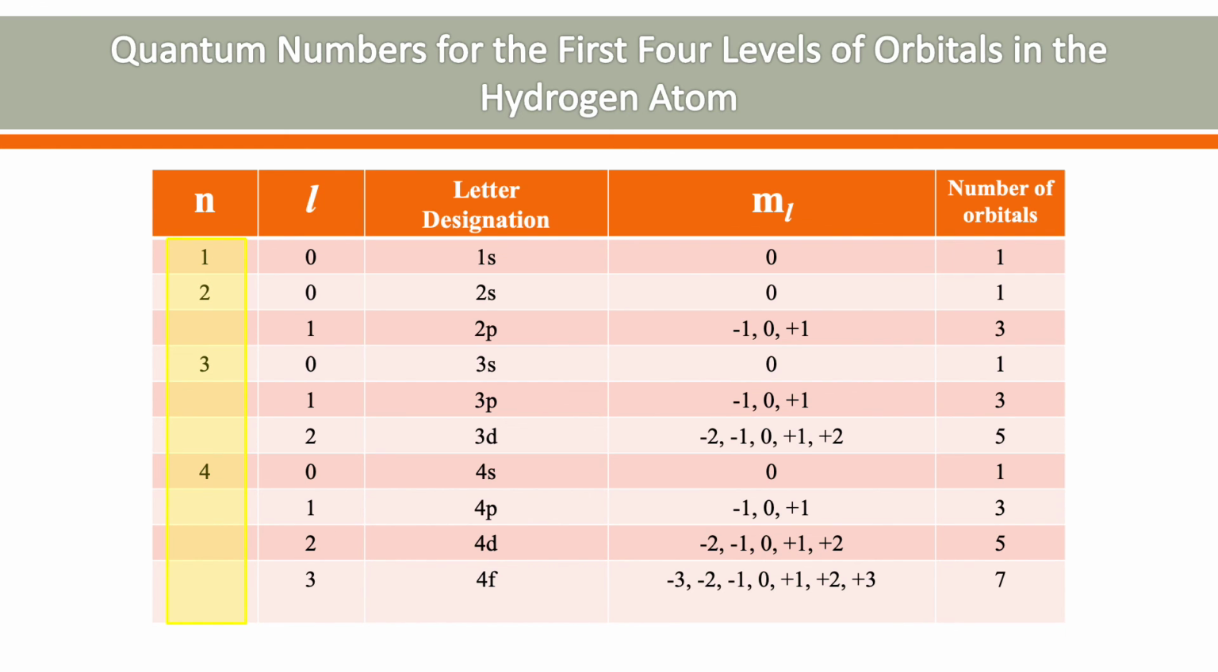n is the principal quantum number. It tells the size of the orbitals. L is the angular momentum quantum number and tells the shape of the orbitals. Each L has a letter associated with it, and thus the n-L combination gives the name of the orbital. m sub L is the magnetic quantum number, and the number of values gives the number of orbitals.